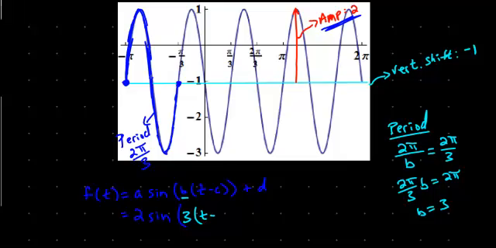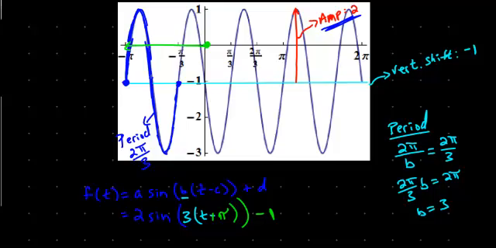C is going to be, I didn't do that one, so remember the sine normally starts here. So let's back it up to there, back it up to pi. So c is going to be pi, giving t plus pi. And then we're going to have plus our vertical shift. Our vertical shift was -1, so it's going to be plus -1, or minus 1.